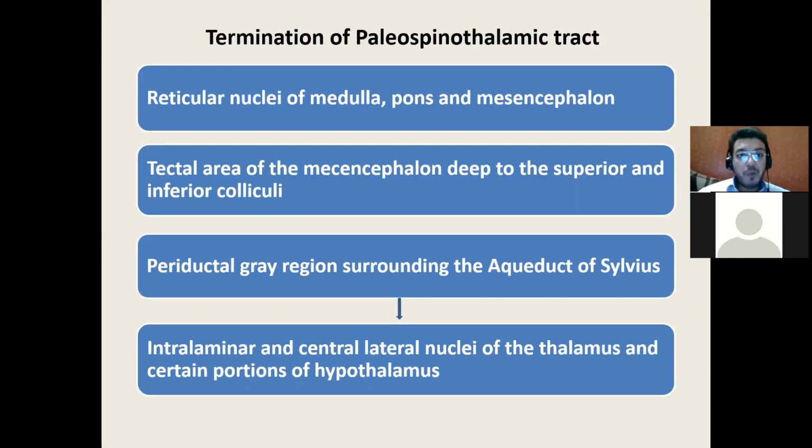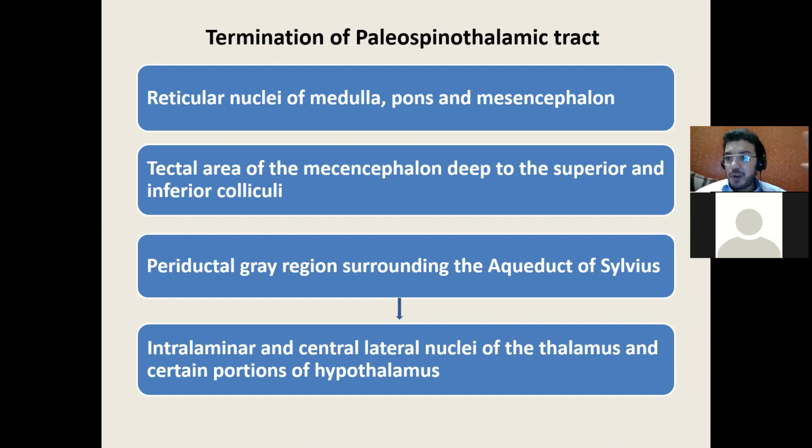Now, from here, it goes towards the reticular nuclei of the medulla and the pons. You know, medulla and pons are part of the brainstem. Then the tectal area of the mesencephalon, deep to the superior and inferior colliculi. You may be in doubt about what the superior and inferior colliculi are. They are nuclei present in the brainstem. Then the periaqueductal gray area around the aqueduct of Sylvius, and now the intralaminar nuclei.